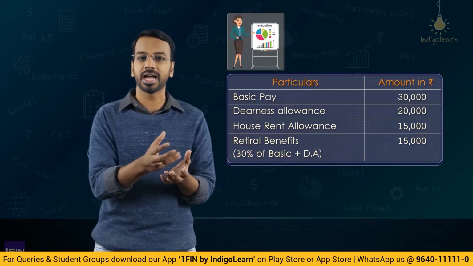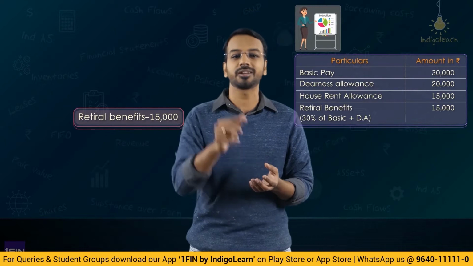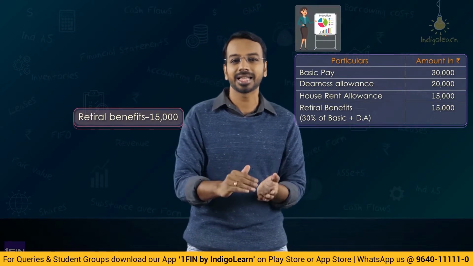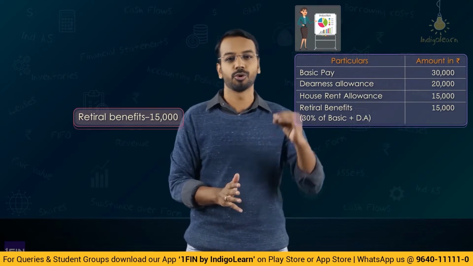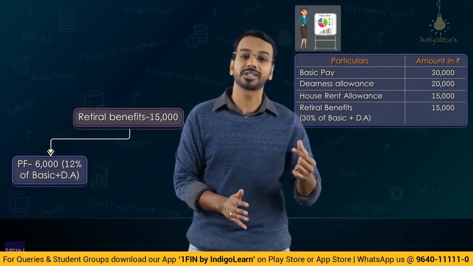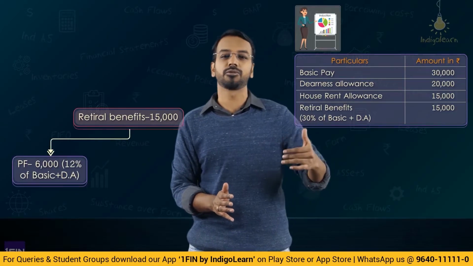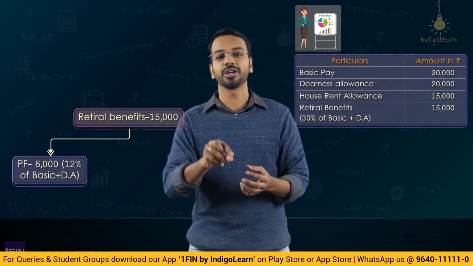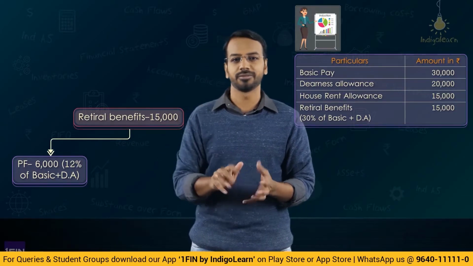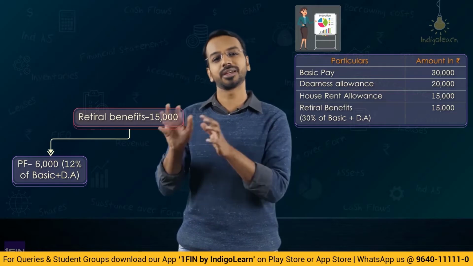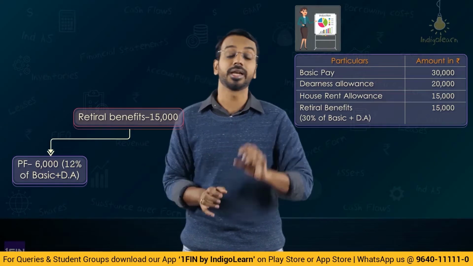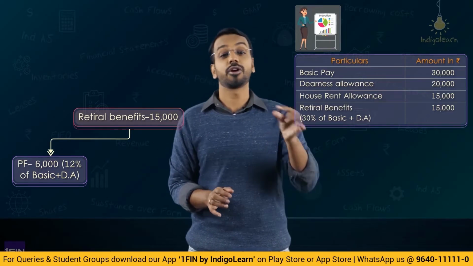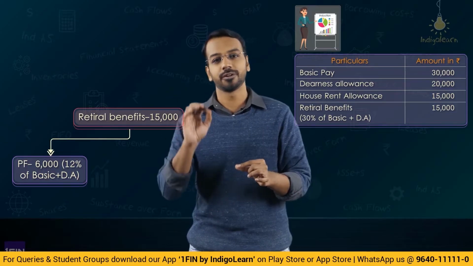Now what were included in that? It included 12% of basic plus DA as a PF contribution. So you would have learned about PF, right? 12% of our basic plus DA worked out to 6,000 that the employer would contribute to a provident fund. It was a recognized provident fund managed by the company itself. There was a trust inside the company, right? So 6,000 would be contributed to a PF fund.